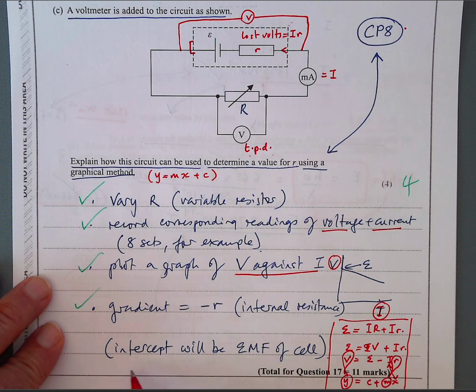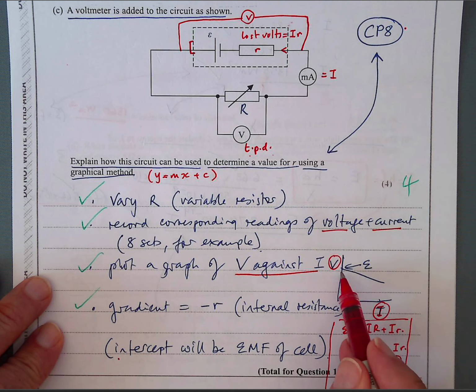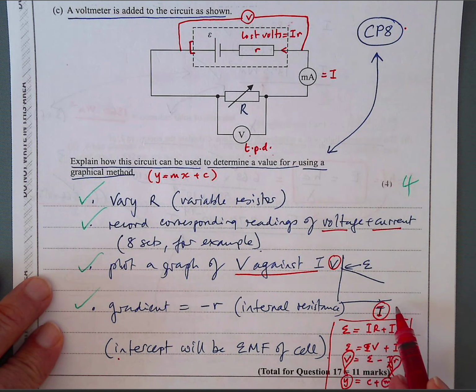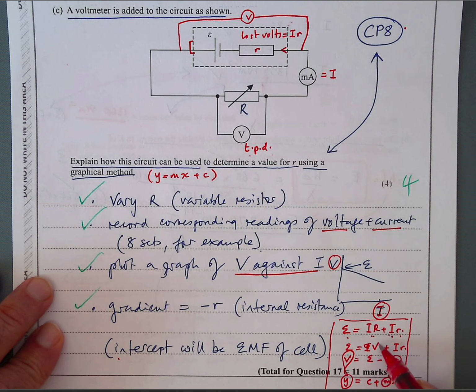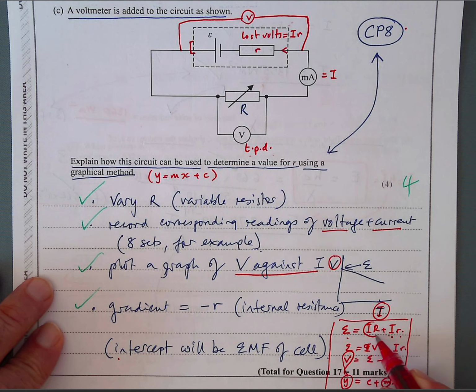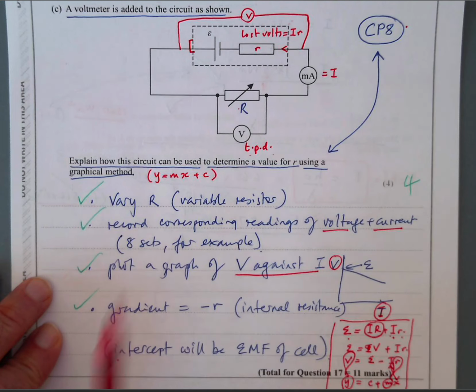Of course, then, if they ask you for a bit more detail, the intercept on this axis will be the maximum voltage, because you can see the voltage drops as the current increases. Okay? Now, why does that happen? Well, EMF equals, by Kirchhoff's second law, IR plus Ir. So this is the terminal potential difference, which is the value across R.